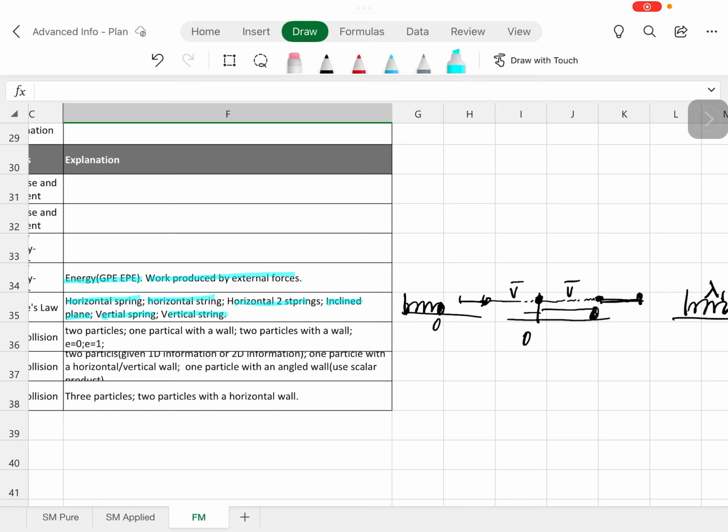So for the vertical one, just be careful when you hang it naturally. The center of oscillation is not at the natural length. So let's say this is the natural length, but it's not there. It's here. So this is your center of oscillation, because naturally when you put a particle on the spring, it would be extended to compensate the gravity. So always be careful with the center. Yes, so that's Hooke's law.